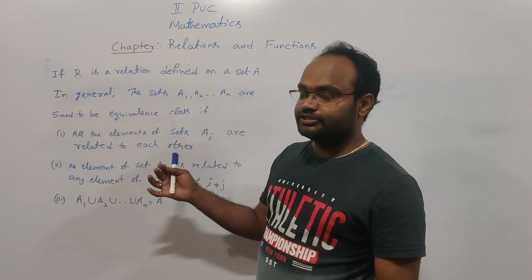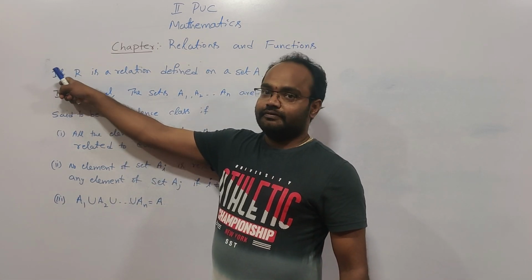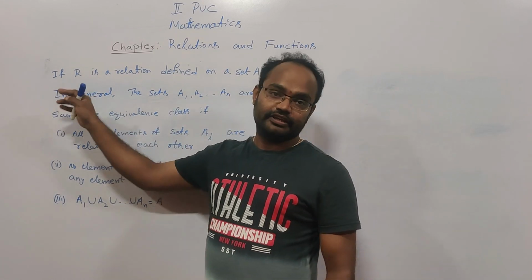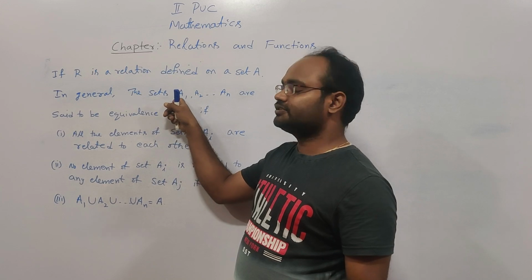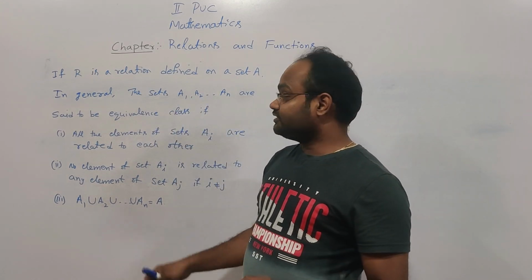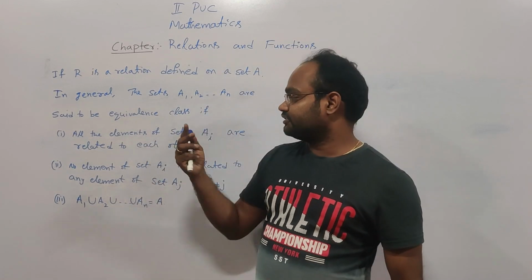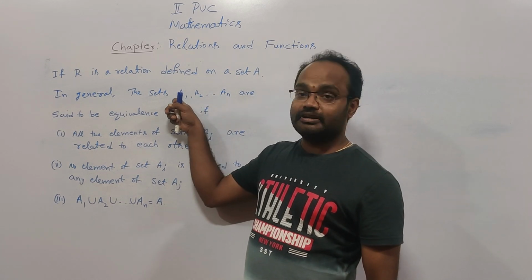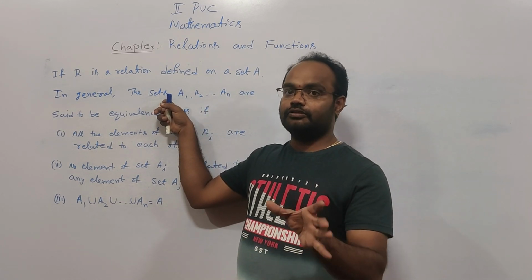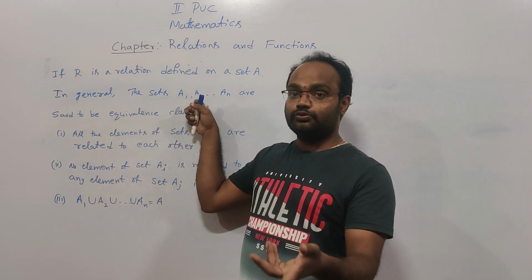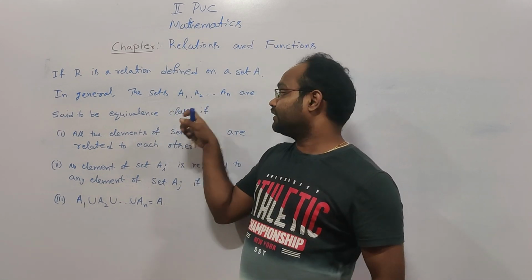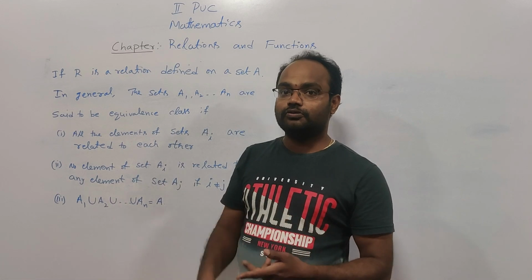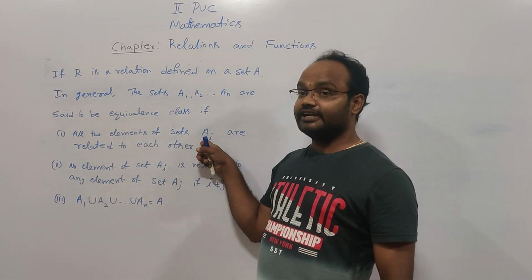Okay, if we generalize it, if R is an equivalence relation defined on a set A, in general how can we define the equivalence class? Suppose there exist A1, A2, etc., An sets satisfying the conditions. What are the conditions? All the elements of set Ai. For example, if I take the set A1, every element in it should be related, every element in set A2 should be related to each other, etc. up to An. In every set every element should be related to each other. So all the elements of set Ai are related to each other.